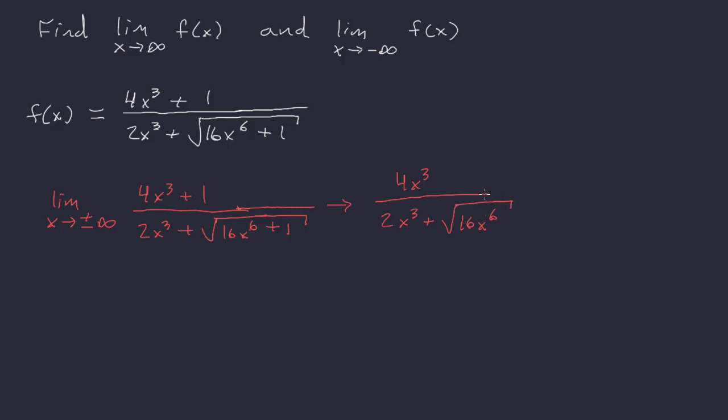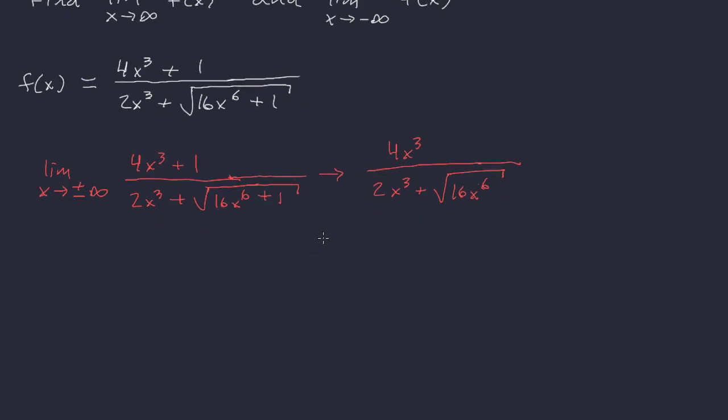Okay, now here's where we need to be careful, because here's what I think it would be very tempting to do. It'd be very tempting to say that this is 4x cubed over 2x cubed plus, well, the square root of 16 is 4, and the square root of x to the 6th, very tempting to say it's x cubed. Okay, so this would be 4x cubed over 6x cubed. Oh, well, those guys cancel, and that'll just be 2/3. Okay, very tempting to say that.